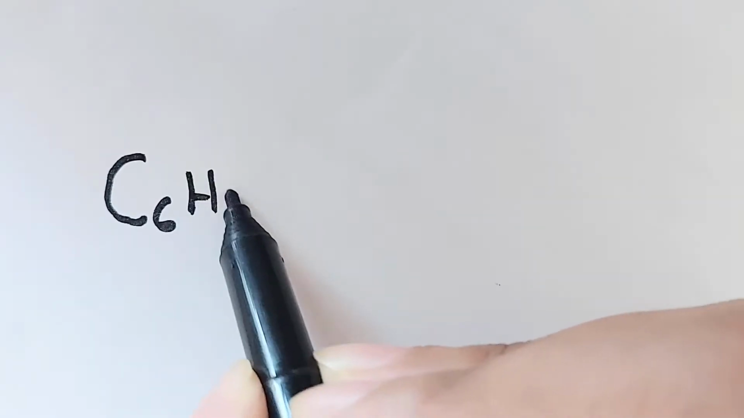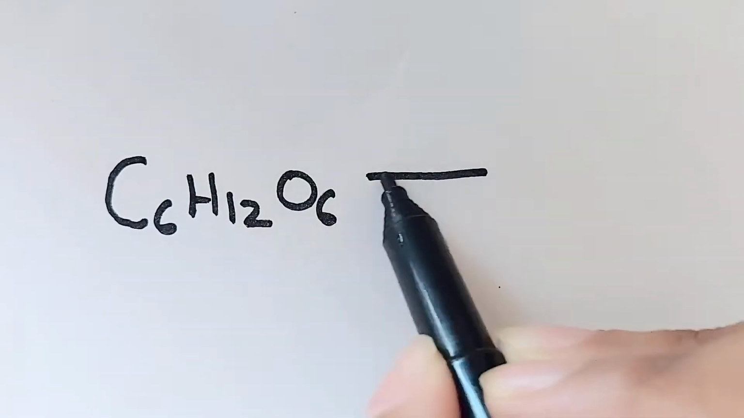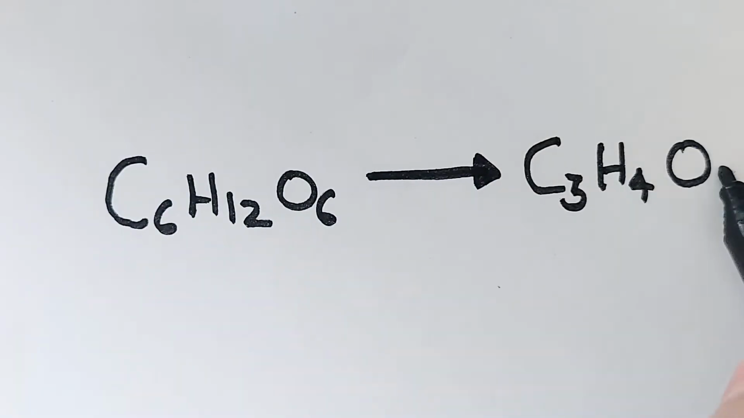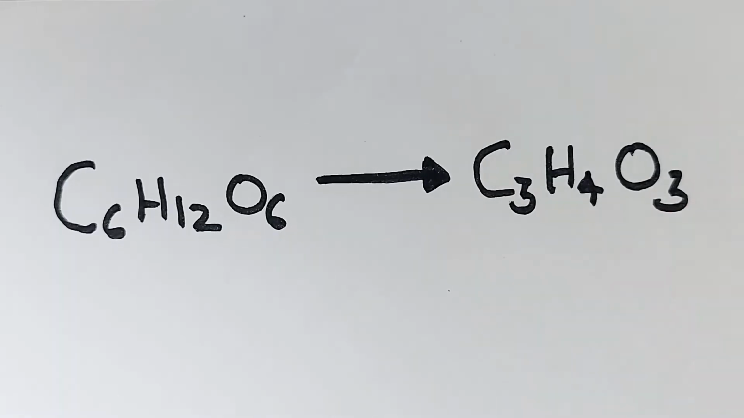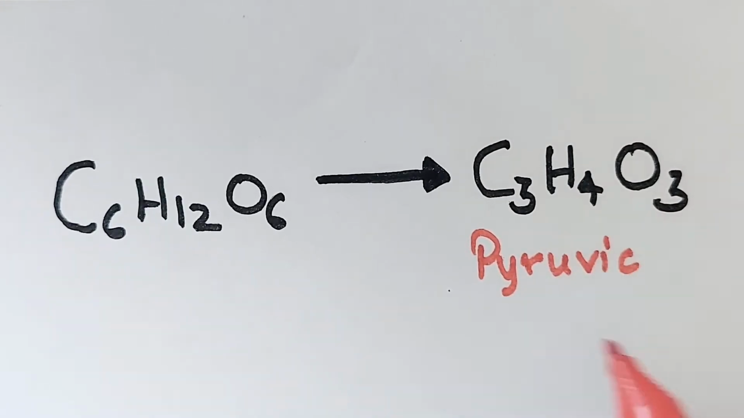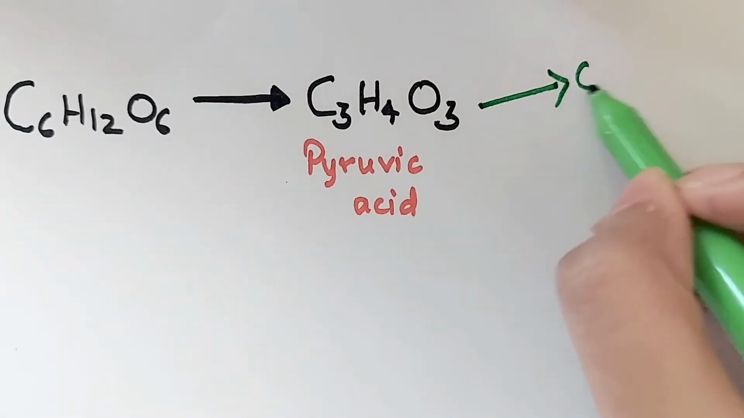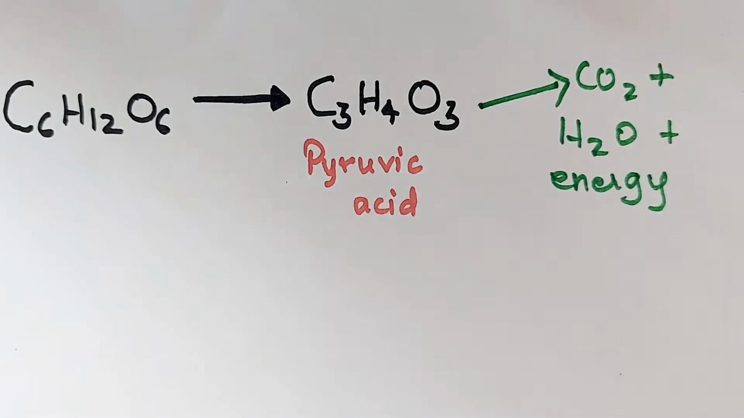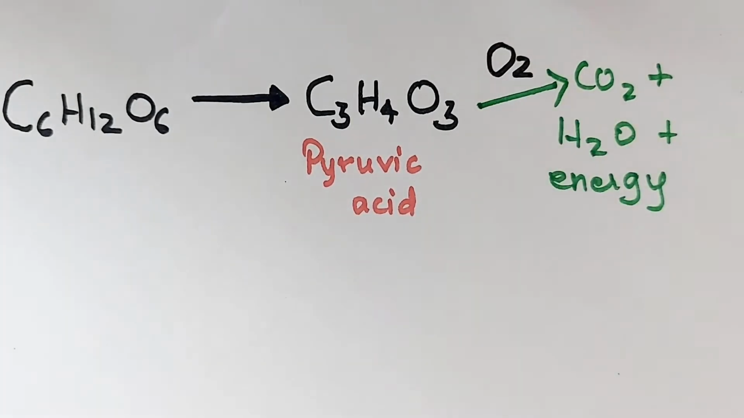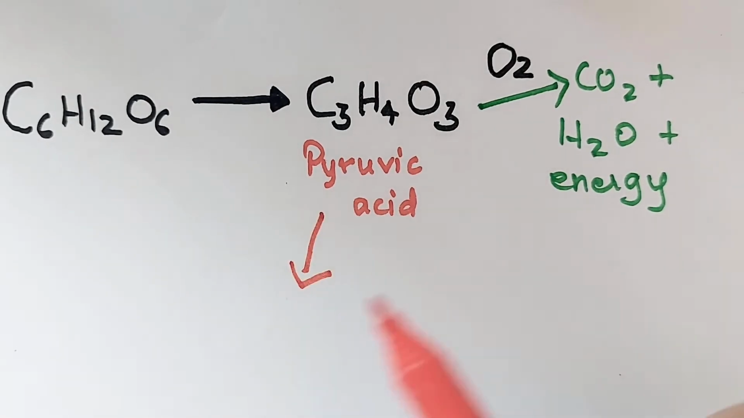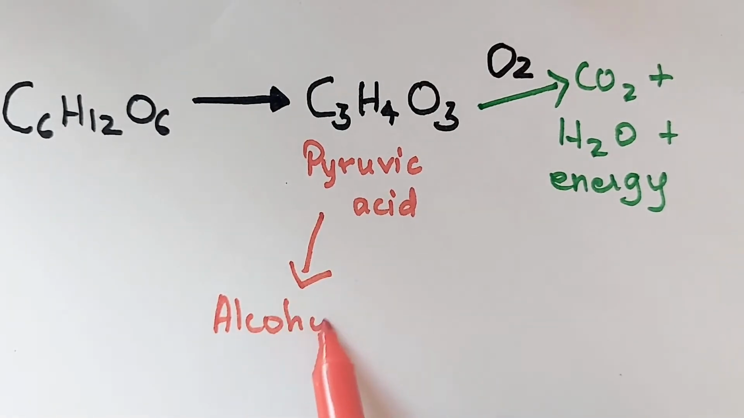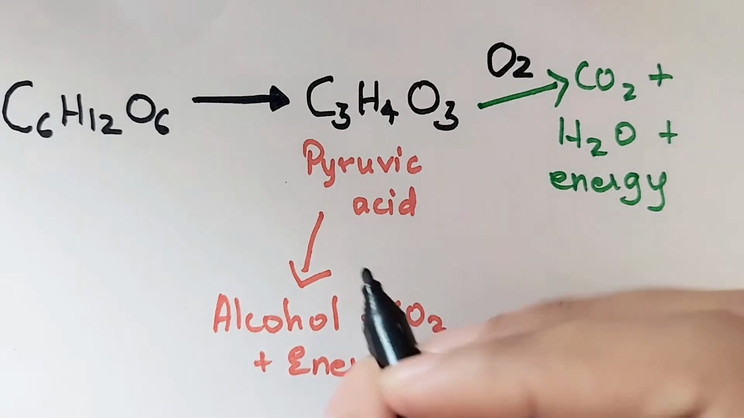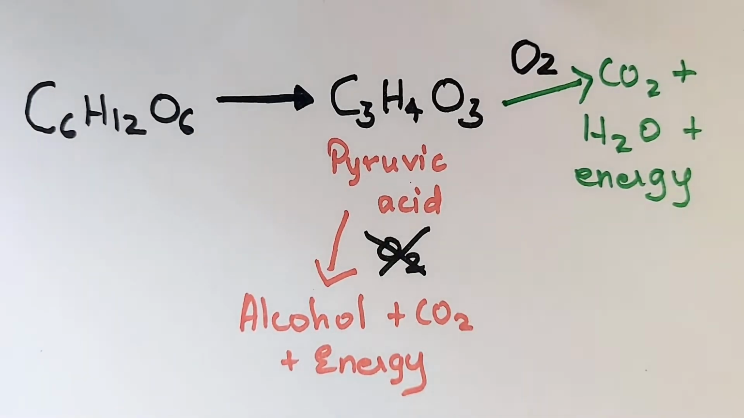Glucose that is produced in our body by digestion of food is always converted into pyruvic acid. This step doesn't require oxygen and hence is the same in all organisms in the presence or absence of oxygen. However, the further breakdown of pyruvic acid into carbon dioxide and water, and of course energy, is what requires oxygen. In anaerobic organisms, this takes a different path, where pyruvic acid in the absence of oxygen is broken down into an alcohol and carbon dioxide and energy.